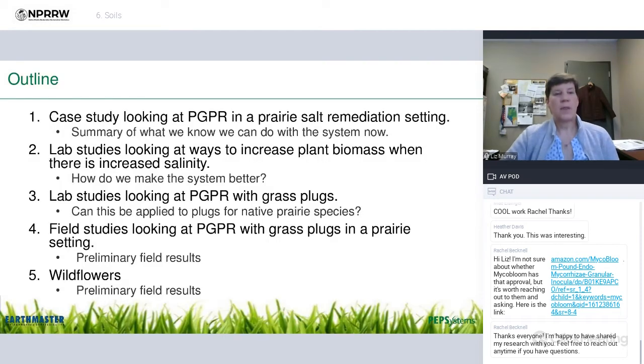I'm going to look at several things in this talk. We're going to look at a case study using PGPR in the prairie salt remediation setting. This was the case study that we presented at lunchtime, so it may be familiar to a couple of you. We're going to look at lab studies that look at ways to increase biomass when there are situations of increased salinity in the soil. How do we make our phytoremediation system better? Then we'll look at lab studies that look at the application of PGPR with grass plugs and native species of grass plugs. Then we'll look at some follow-up field studies with that particular PGPR grass plug combination, then very briefly touch on some wildflower work.